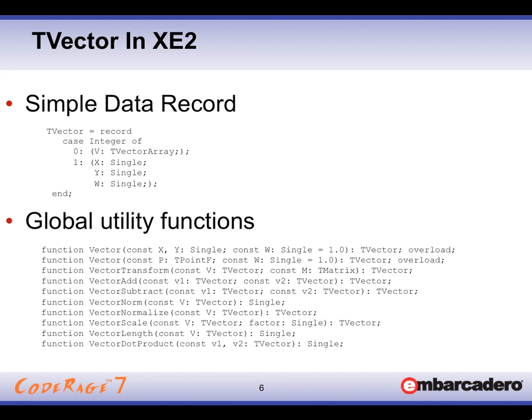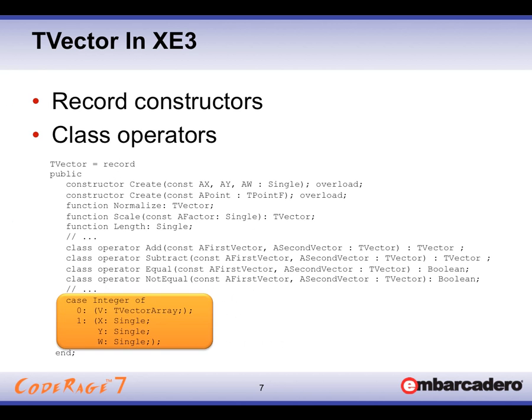example. And what we did in Delphi XE3 is we changed the record so that we now have record constructors in it, and we have class operators. You can see in the highlighted section that the basic data is still the same, but now we've added constructors, functions, and class operators to make it easier to use.